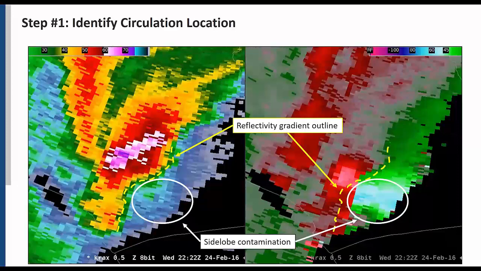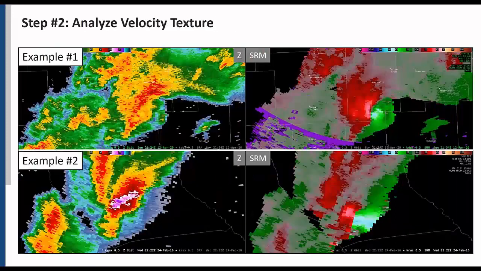So then from there, what you do is go look at the velocity texture. And so in this particular case, on the bottom, I have that same example I showed on the last slide, but I wanted to compare it to a good example. So this example number 1 is what we would expect to see in a legitimate circulation, both in terms of its location as well as the velocity structure. And so that's a good example.